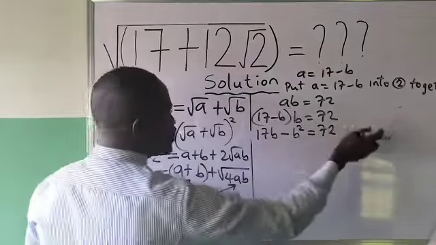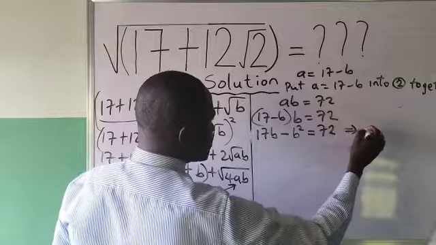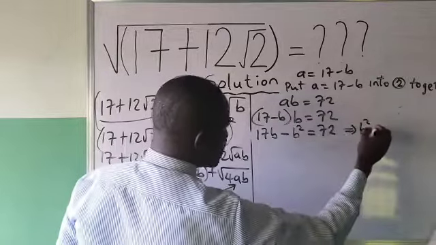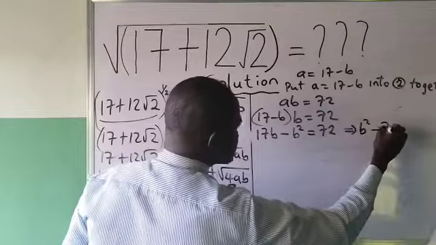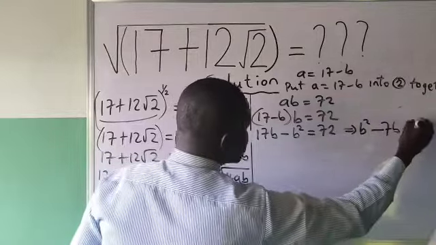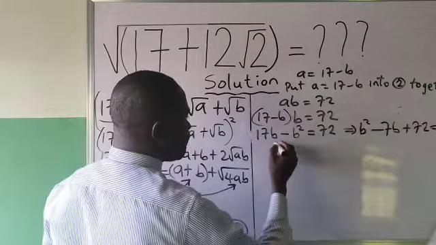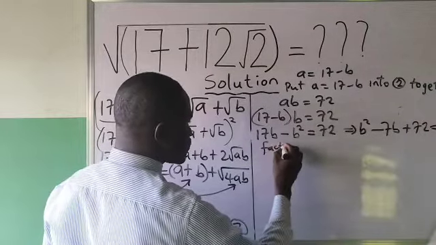Now take everything to the other side of the equation. It will give us B squared, and when this goes here, this one becomes minus 17B plus 72 equal to 0. Now look for factors of 72.